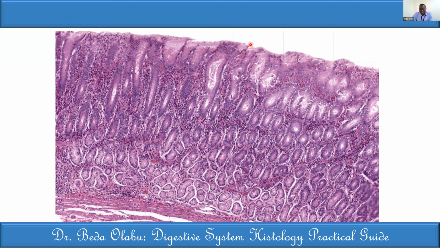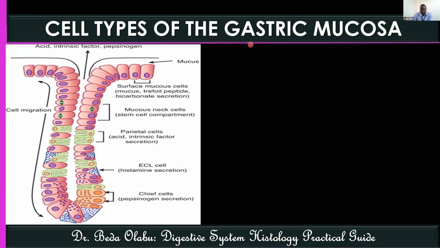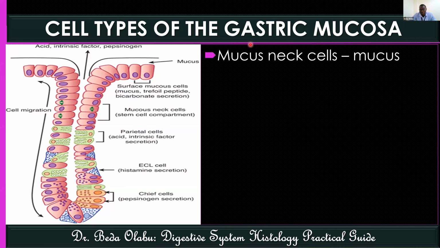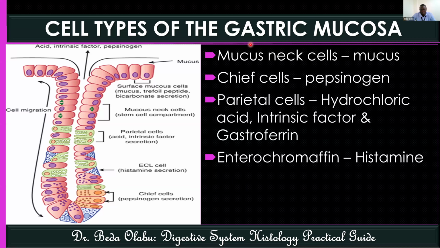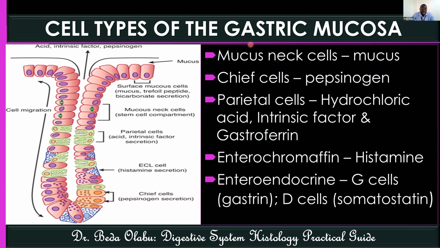So let's talk about the gastric glands, or the gastric mucosa. We had talked about the cell types in the gastric mucosa. So we have mucous neck cells, which produce mucus. We have chief cells that produce pepsinogen. We have parietal cells that produce acid, intrinsic factor, and gastroferrin. The enterochromaffin cells produce histamine. The enteroendocrine cells produce hormonal substances, and there are different types. The G cells produce gastrin, the D cells produce somatostatin. Let's look at these secretions from their functional perspective.